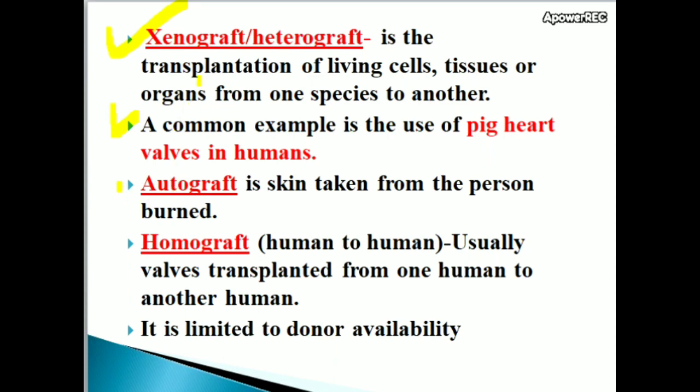Autograft. What is autograft? Autograft is skin taken from the person burned. So here we are taking the skin from the same person and implanting it in the same person. That is autograft. Then homograft. What is homograft? Homograft means human to human. From one person to a separate person. Usually valves are transplanted from one human to another human. It is limited by donor availability.